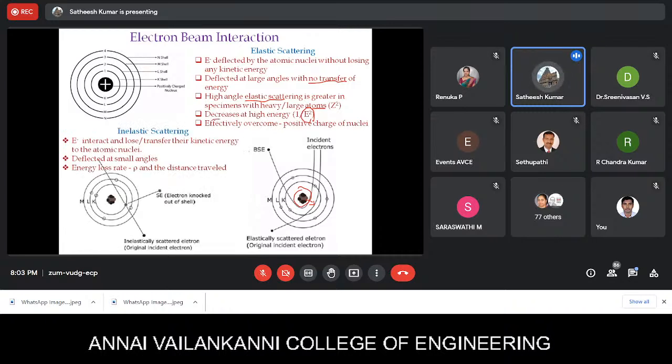So coming to the inelastic scattering, this is another technique wherein you have an incident beam coming in, and it interacts with the electron shells around the atom, and it loses its energy during the interaction. During the process, it knocks out some electrons out of any of the shells, and that is going to give you the secondary electron imaging. I'll discuss it in the next slide.